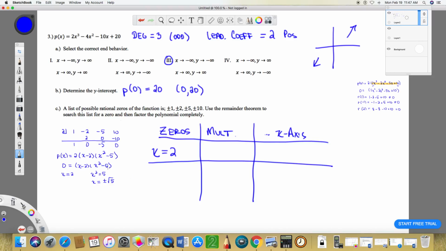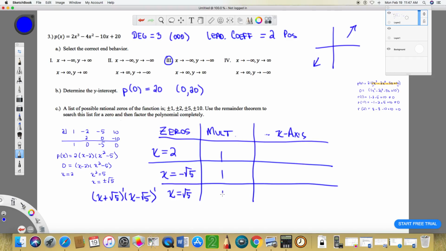Now, although I didn't factor it here, this x squared minus 5, we want to think of it as x plus the square root of 5 times x minus the square root of 5. And that helps us to see that the multiplicity there is 1. So all of these are across.